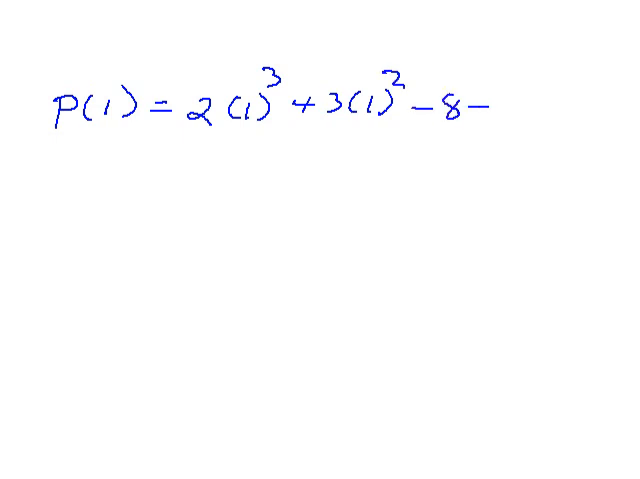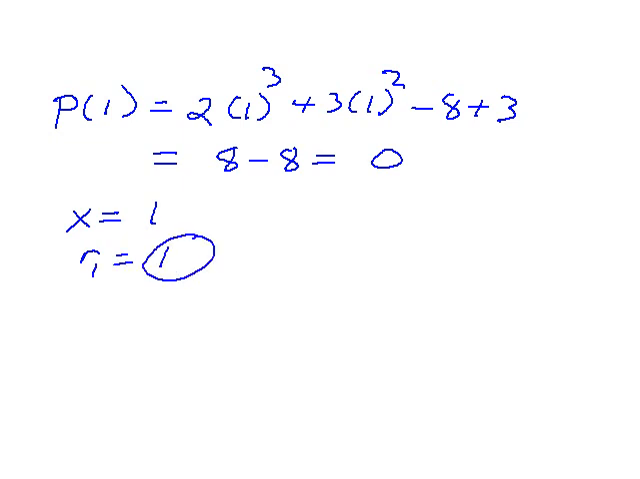So I take that original equation, and when I put 1 into it, I would have 3 times 1 cubed plus 3 times 1 squared minus 8 plus 3. Well, that ends up being 8 minus 8, right? It's 0. So x equal 1, or you could say r1 equal 1, is a root. So I found one of the roots, one positive root.